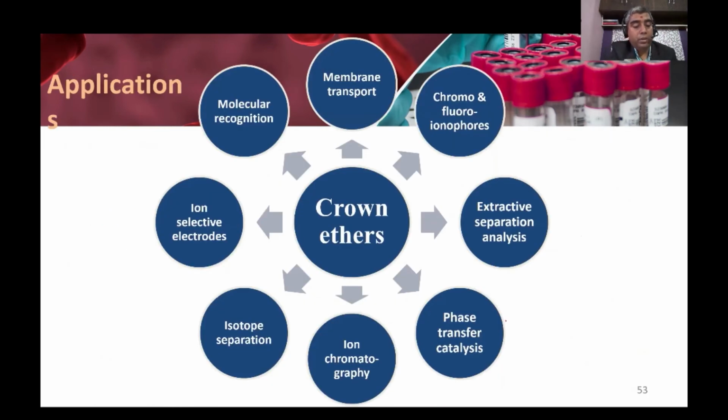Applications of crown ethers. Crown ethers are used in membrane transport. They are used as chromoionophores or fluoroionophores. They are used in extractive separation analysis, as phase transfer catalysts, and in ion chromatography. Crown ethers are also used in isotope separations, as ion selective electrodes, and in molecular recognition.